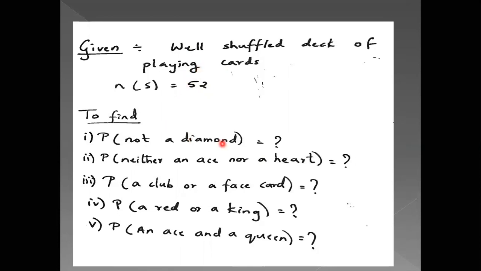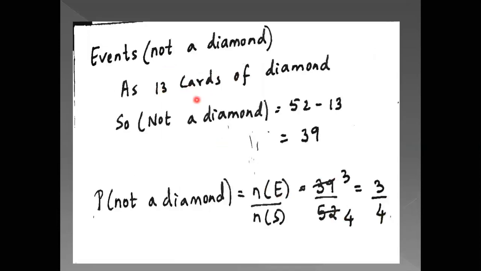Now probability that it is not a diamond. So as we have seen, not a diamond means, as there are 13 cards of diamond, and it is not a diamond, you have to find the remaining cards. Okay, so 52 minus 13 you have to do. Don't forget to subtract because children make this mistake and you get the answer wrong. So 52 minus 13 you get 39. So number of events upon number of sample space, so 39 upon 52. Now you can see both the numbers are divisible by 13.